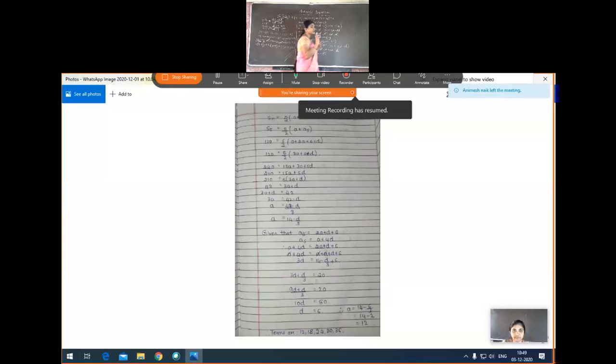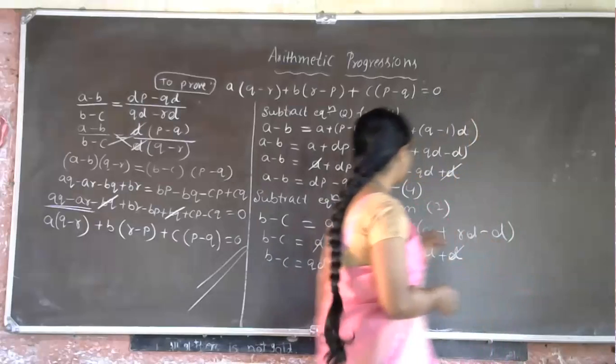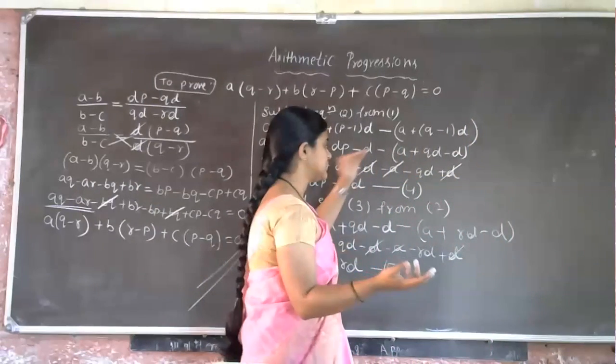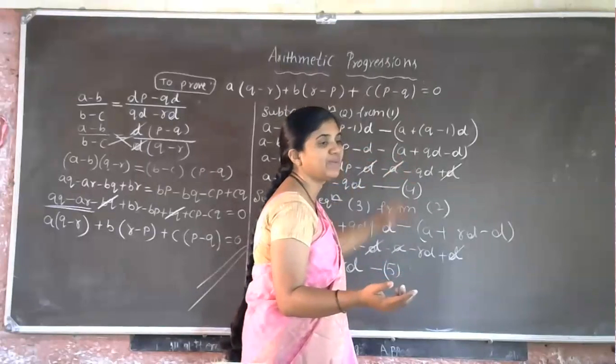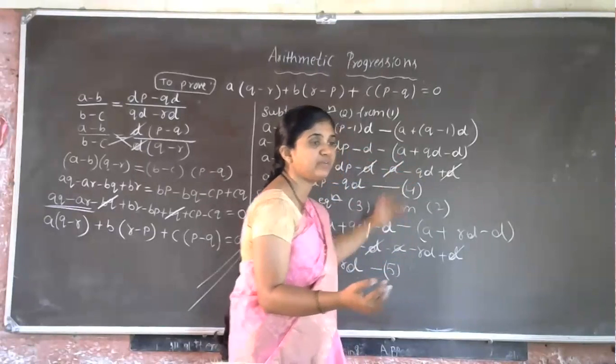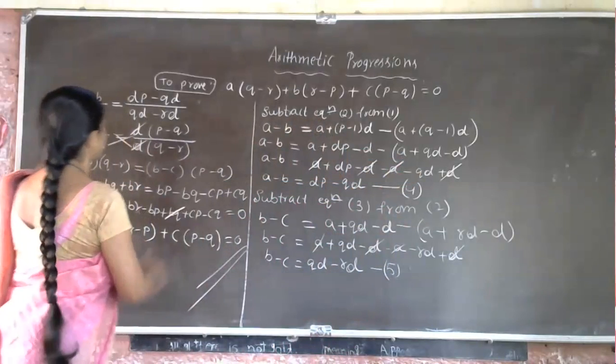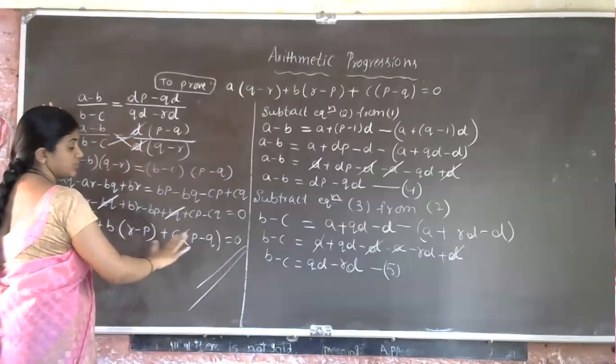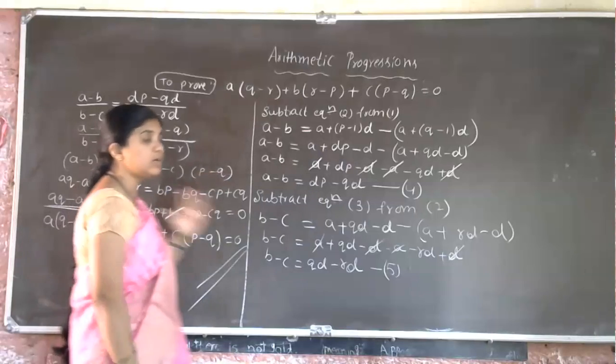Then we have to subtract equation 2 from 1, we'll get equation 4. Subtract equation 3 from 2, we'll get equation 5. At last, we just have to divide these two new equations, 4 and 5. When we divide, we can observe D is a common factor, so D gets cancelled. Then just the cross multiplication method, so you will get the result.